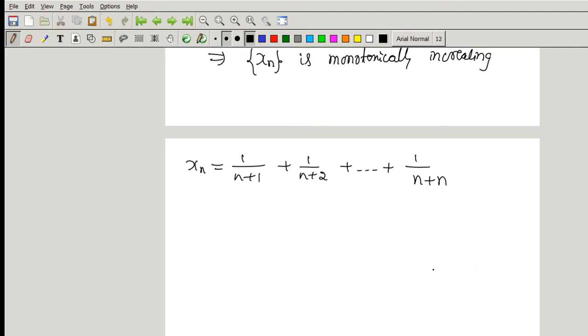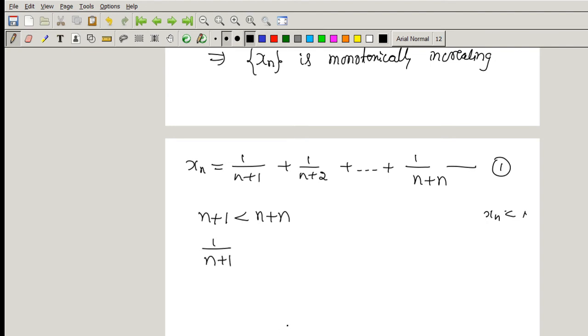Okay. 1 by n plus 1, call it equation 1. Here n plus 1 is always less than n plus n, right? This is a natural number. Something like 3 plus 1 is always less than 3 plus 3. 5 plus 1 is always less than 5 plus 5. So n plus 1 is always less than n plus n.